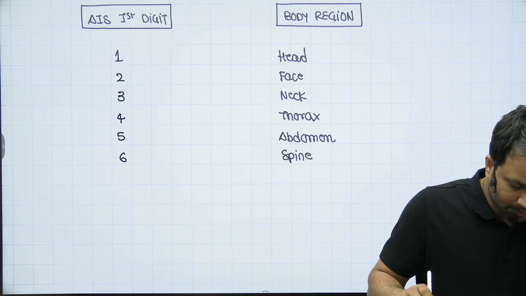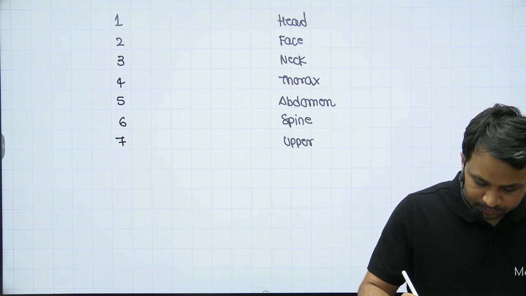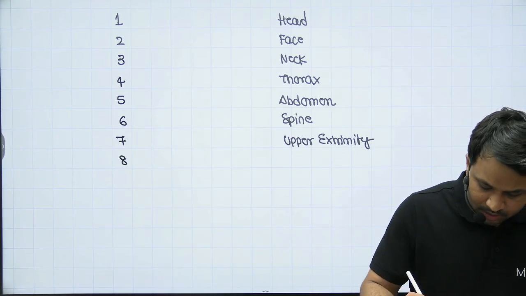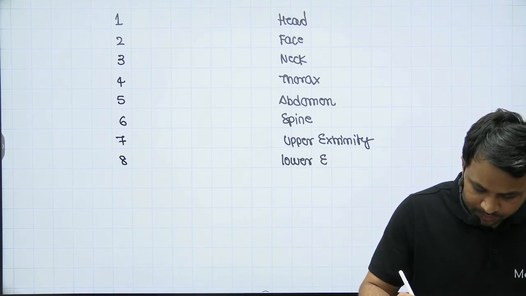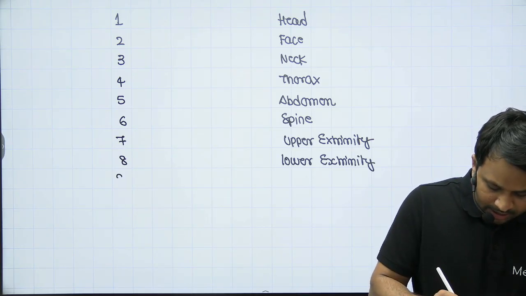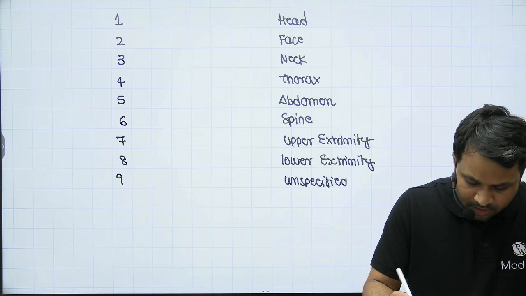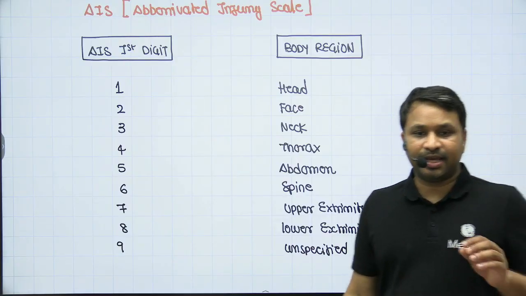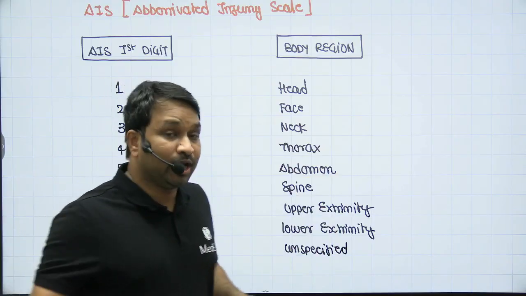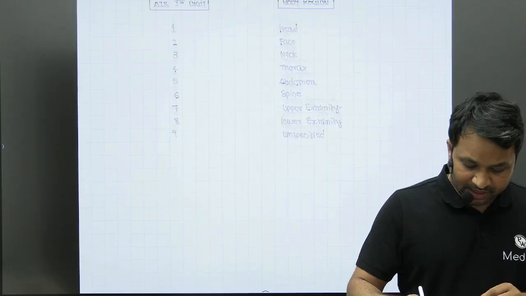7 indicates upper extremity, and 8 indicates lower extremity, and 9 if it is unspecified. So whenever we talk about an AIS digit, that indicates the site of the injury, not the score of the injury. Do not get confused. Then you have the severity score.